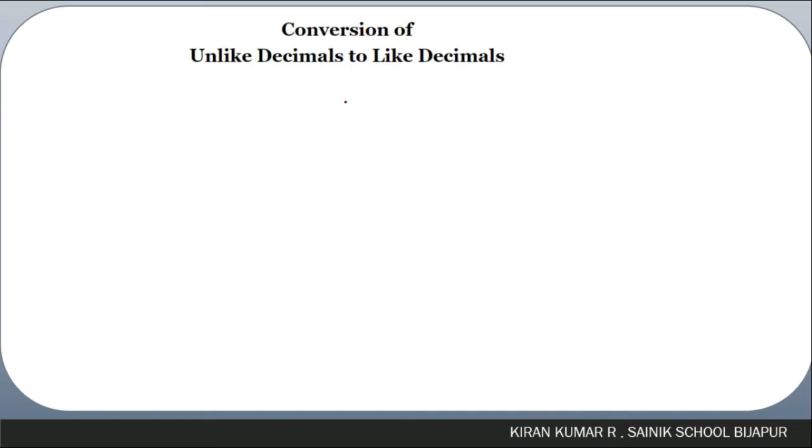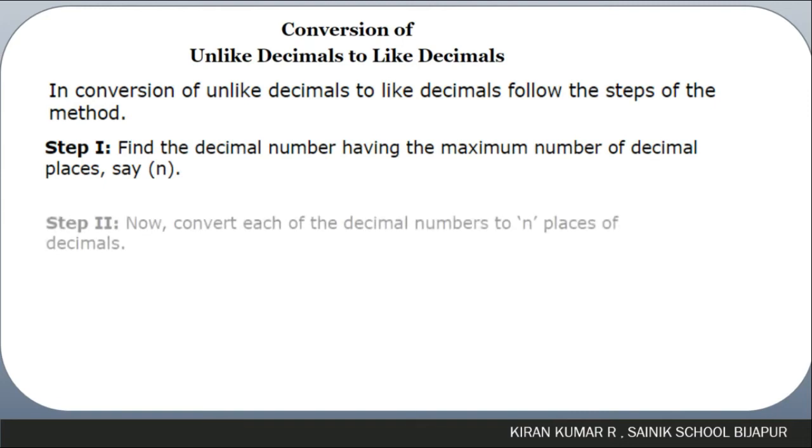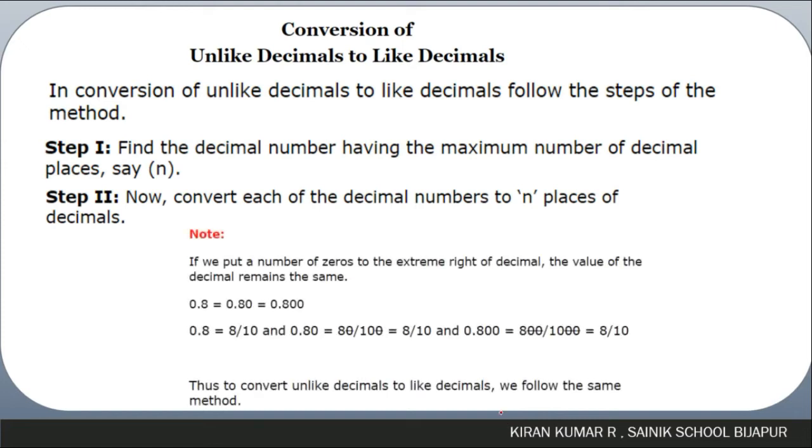Now let us study the conversion of unlike decimals to like decimals. In the conversion of unlike decimals to like decimals, we follow these steps. First, we identify the decimal number having the maximum number of decimal places, say n. Now we convert each decimal number to n places of decimals. Here you need to note, if we put zeros to the right extreme of a decimal, the value of the decimal remains the same.